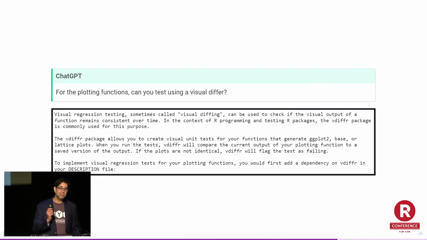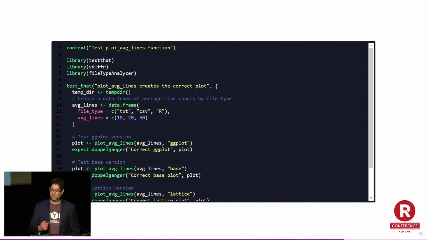And I only knew to ask this because I used this before. If you didn't know a visual differ existed, you wouldn't know what to do here. But I asked for it, and it used vdiffr. Now, of course, it's still using the wrong function names, and at this point it's not only using the wrong function names, it's calling it incorrectly. It's passing it a data frame instead of a path.